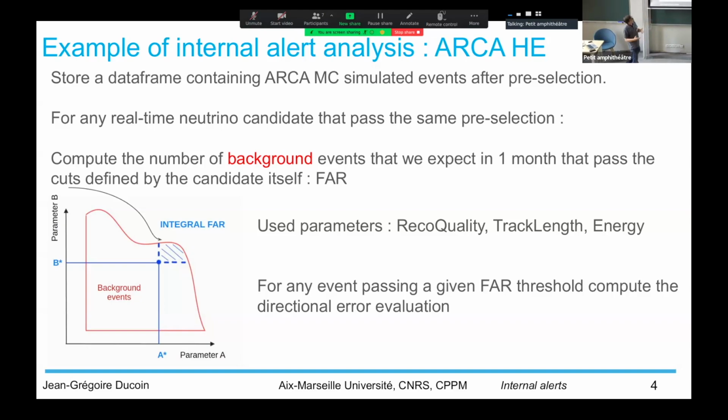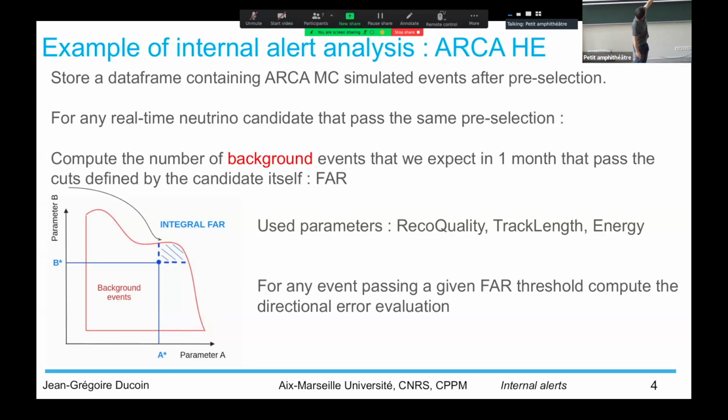pass a predefined cut in terms of FAR, computed by integrating over several parameters. So for instance here, I show a graph with two parameters, parameter A and B. And the idea is to compute the number of these background neutrinos that are in this blue region here. That gives you a false alarm rate in terms of the number of neutrinos that are able to pass this cut per month.